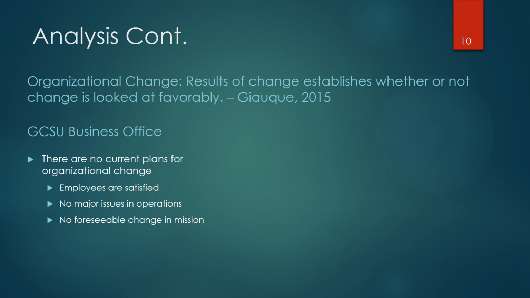The final aspect of organizational culture we will assess is organizational change. The results of organizational change establish whether or not change is looked at favorably. As for the GCSU business office, there are no current plans for organizational change. This is because employees are satisfied, there are no major issues in operations, and there are no foreseeable changes in the mission of the office. It is important to reevaluate organizational change as the company's goals and strategic plans change. As your plans change, your organizational goals should also change with it.